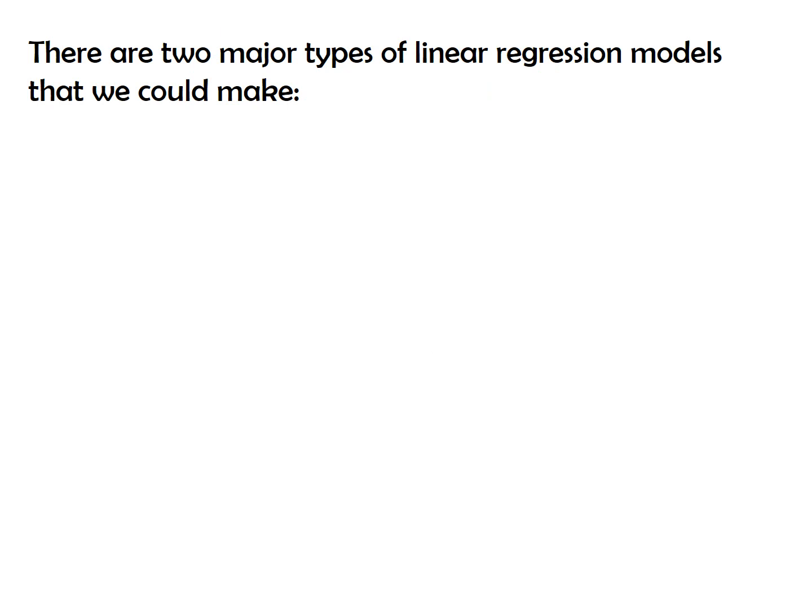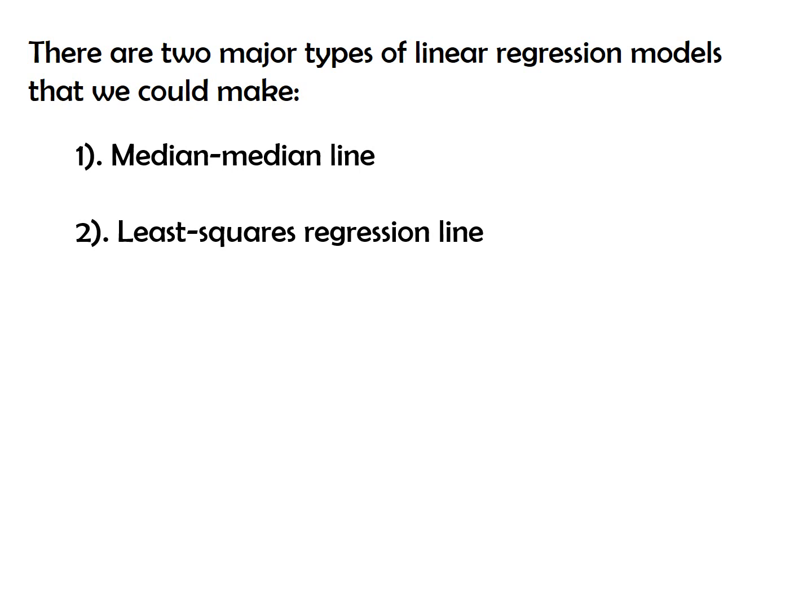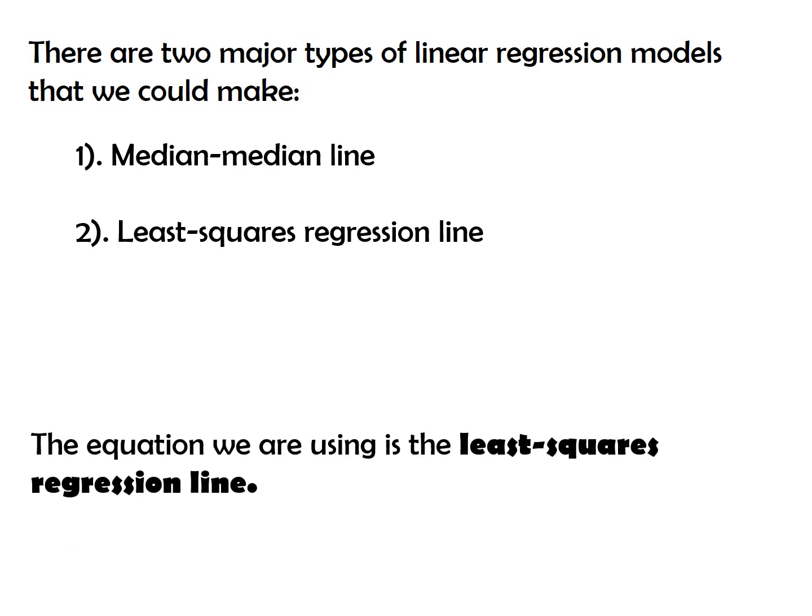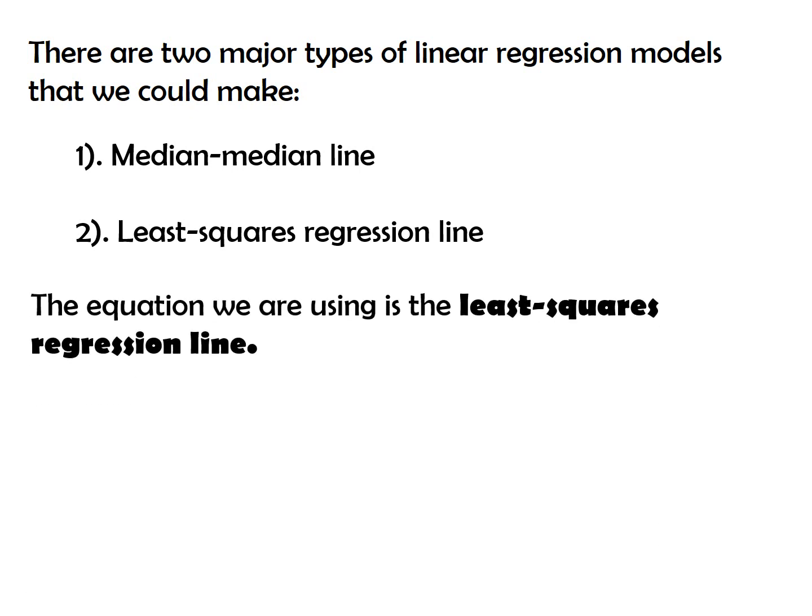There are two major types of linear regression models that we could make. The first one is called a median line, and the second one is called a least squares regression line. The equation that we use in AP statistics is the least squares regression line. In next class, I would like to show you why it's called a least squares regression line.